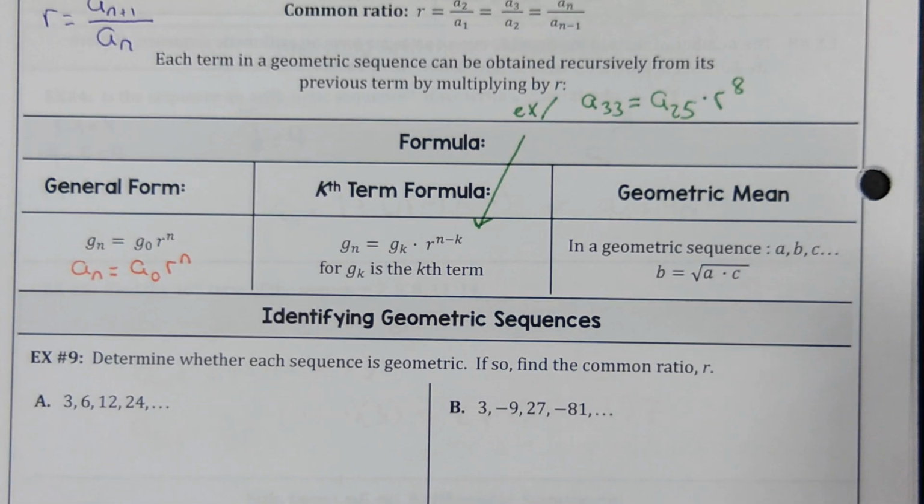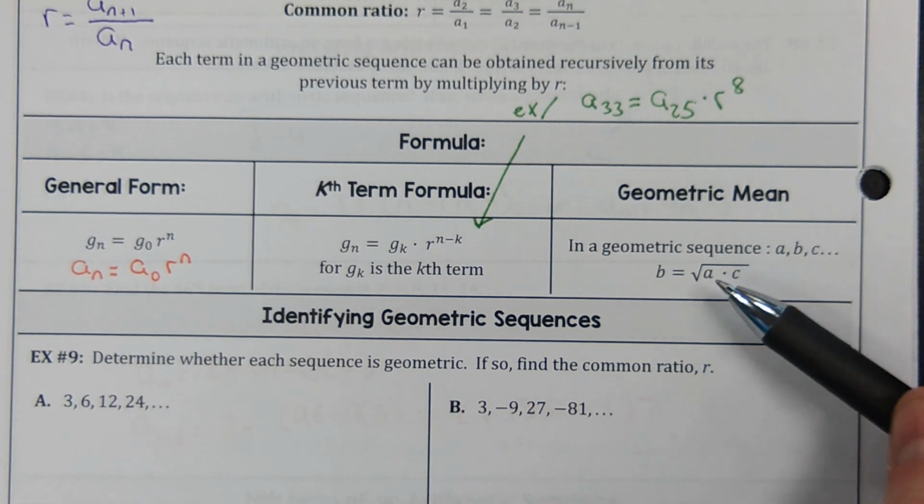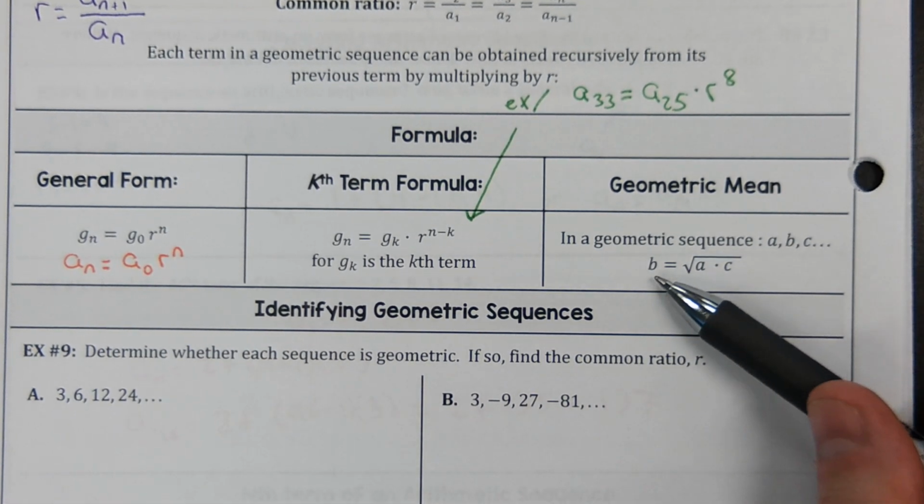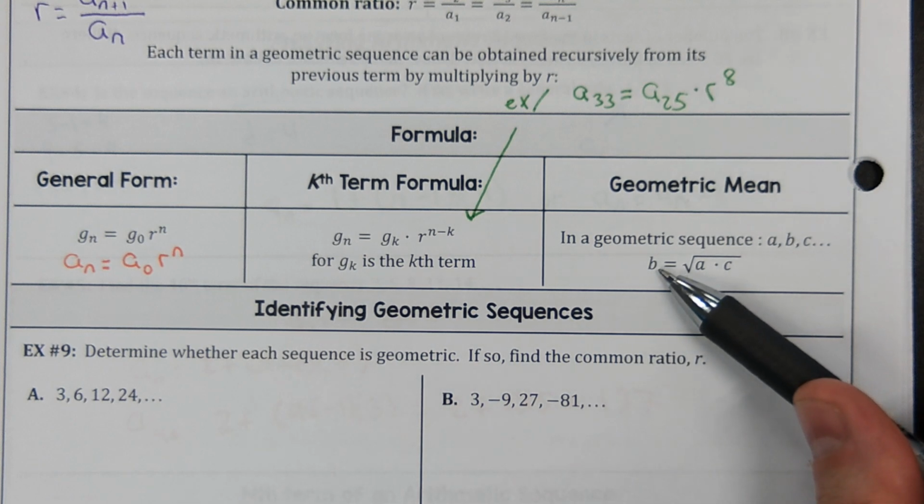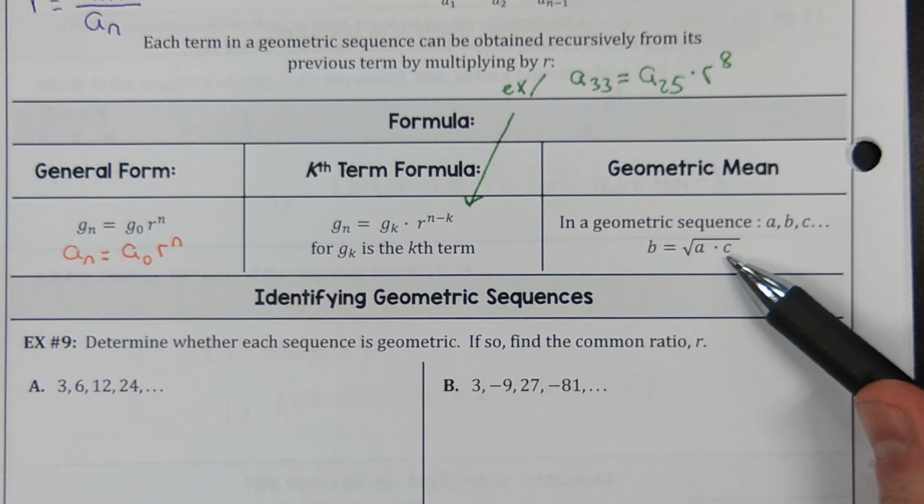There is such a thing as a geometric mean. And it says, if you would like to know the value that is between two values in a geometric sequence, it's the square root of their product.